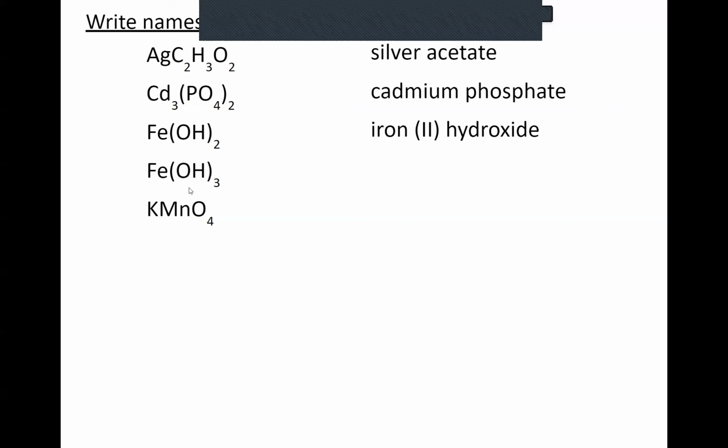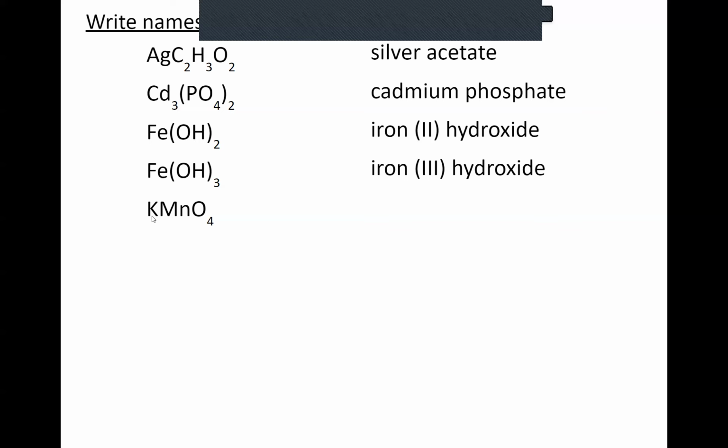Take a look at the next one. It's really similar to the previous one. Again, we have iron paired with hydroxide, only this time hydroxide has 3. It takes 3 hydroxide ions to cancel out the charge on 1 iron. That must mean iron's charge was 3+ this time, and so we take the Roman numeral 3, iron 3 hydroxide.